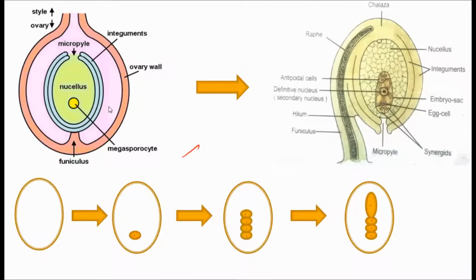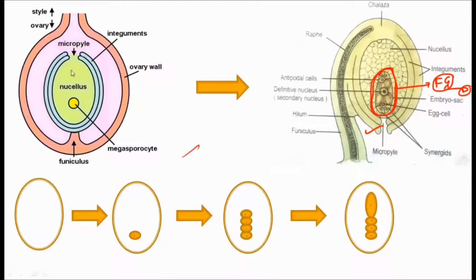Now, to remind something, we have discussed this structure in which we have discussed this embryo sac. This embryo sac is also called the female gametophyte. In this lecture, we are going to discuss the development of this female gametophyte, that is, how this structure, which is called the female gametophyte, develops.